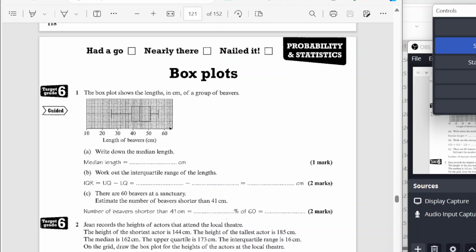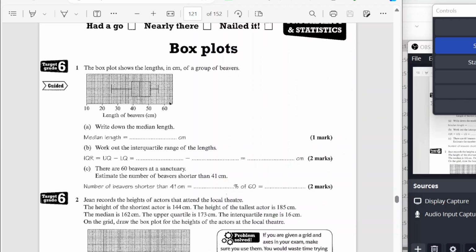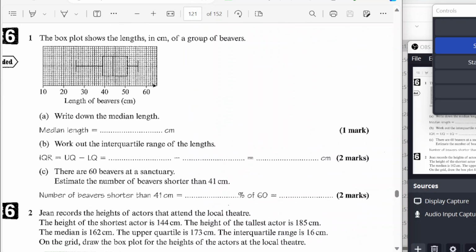Revision video. Today we're looking at the higher tier revision workbook from Edexcel, and we're looking at topic 119, which is their box plots. So question one, the box plot shows the length in centimetres of a group of beavers, length of beavers, and it's not particularly shown well on my diagram here, but write down the median length.